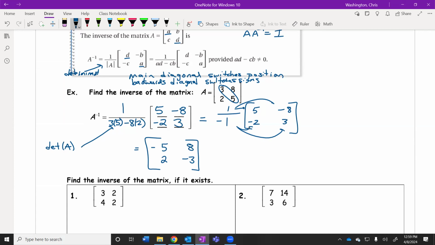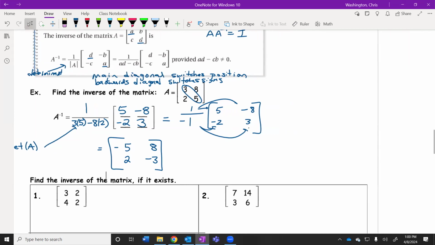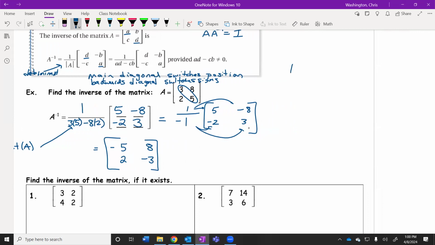And you're like, why does that matter? It matters because if we can find the inverse, we can now multiply both sides of a matrix equation to get rid of the A on the left side. Because the A and the A inverse now are going to multiply to give us the identity matrix. And just to show you very quickly, let's just multiply A and what we just found to be A inverse together very quickly.